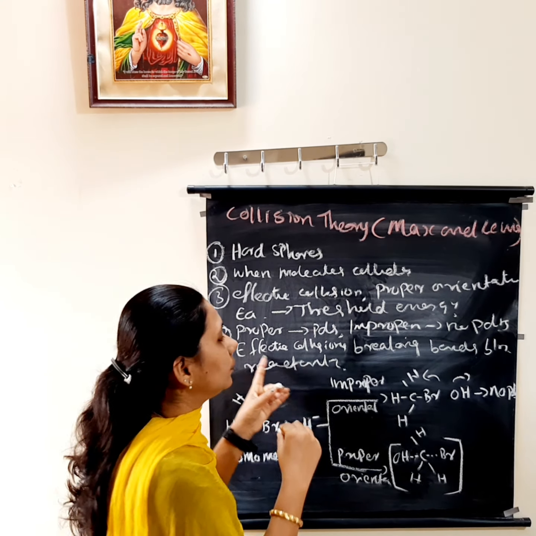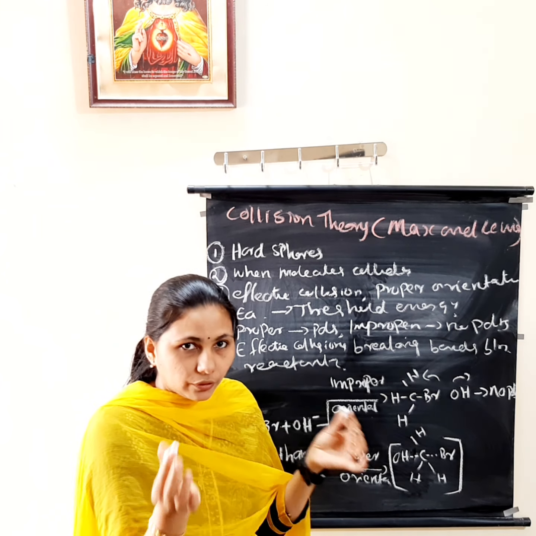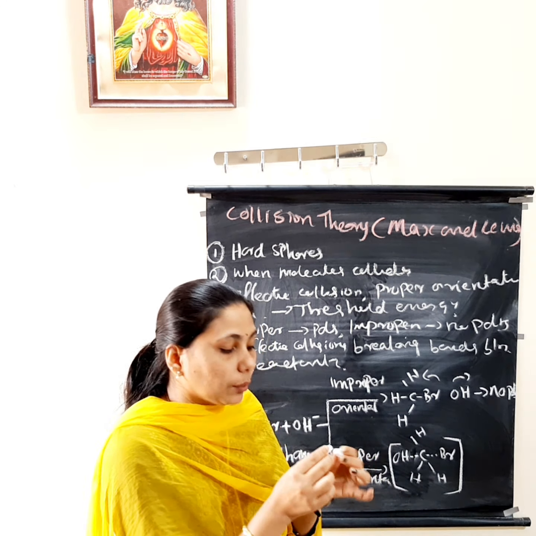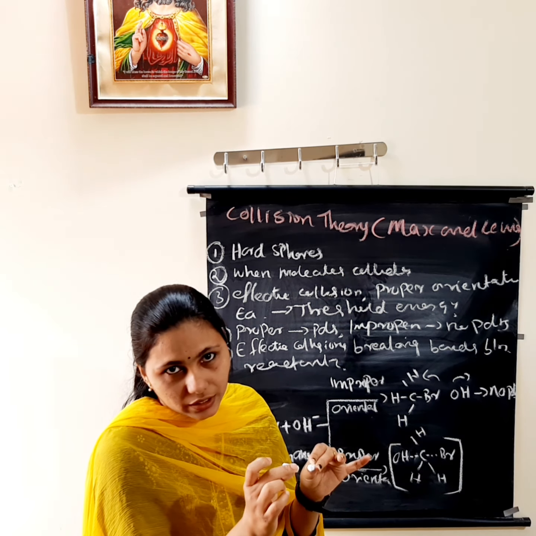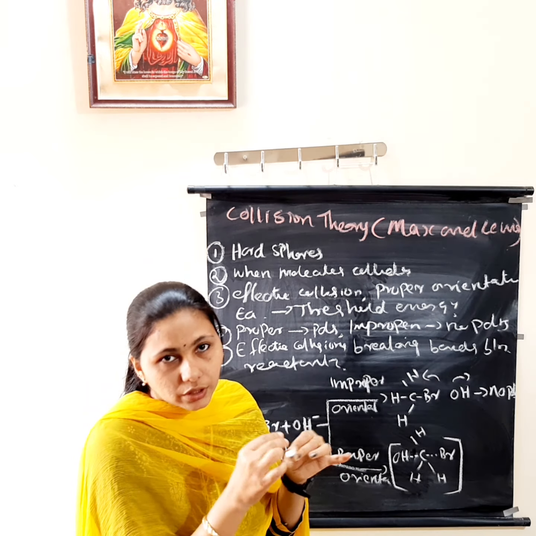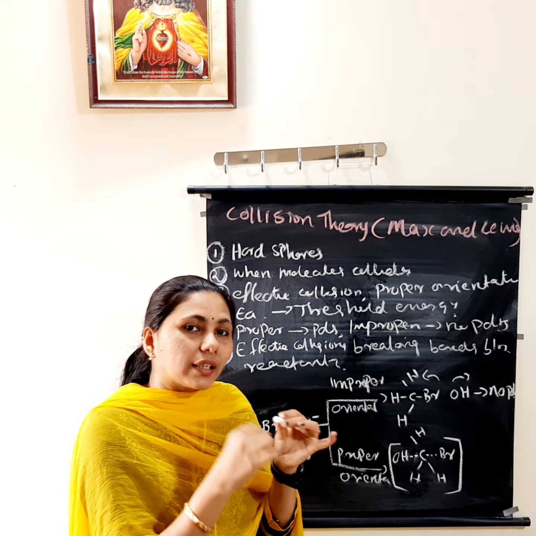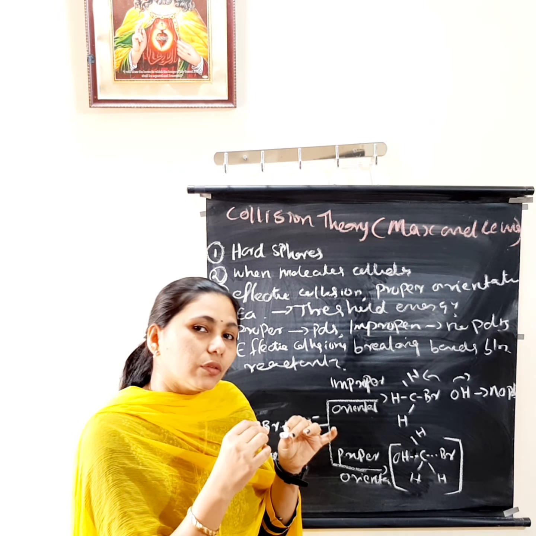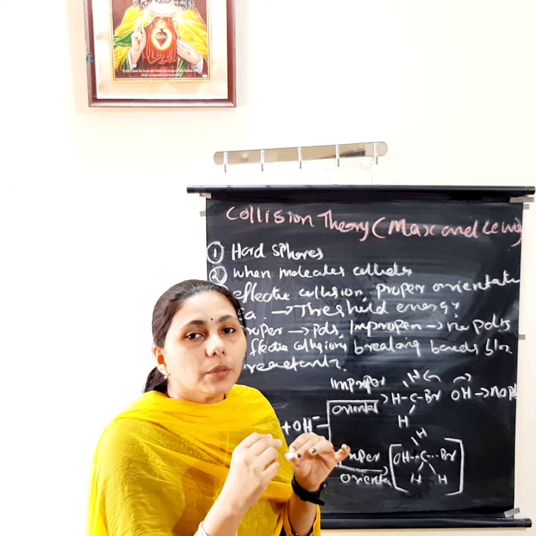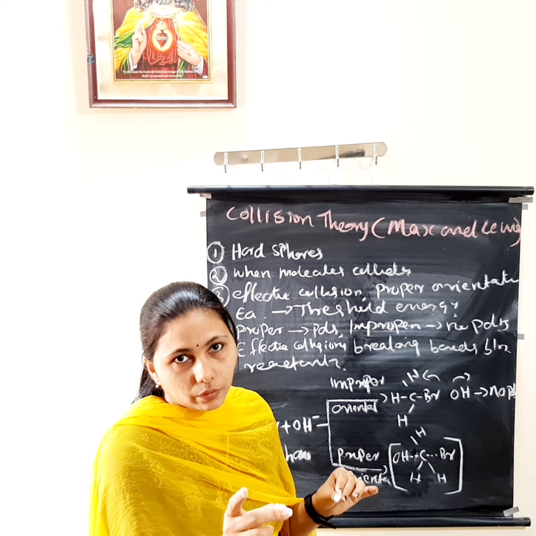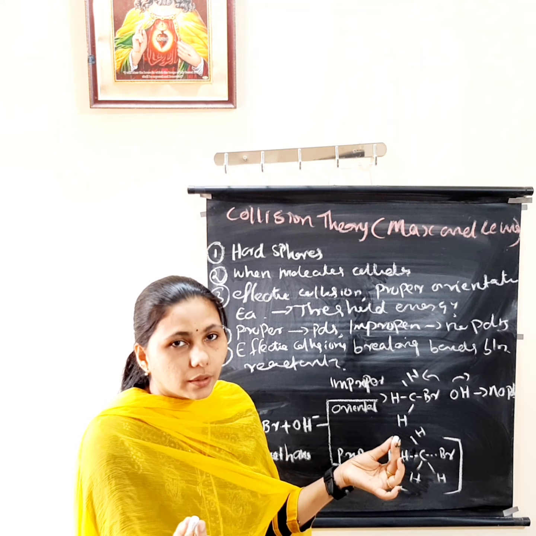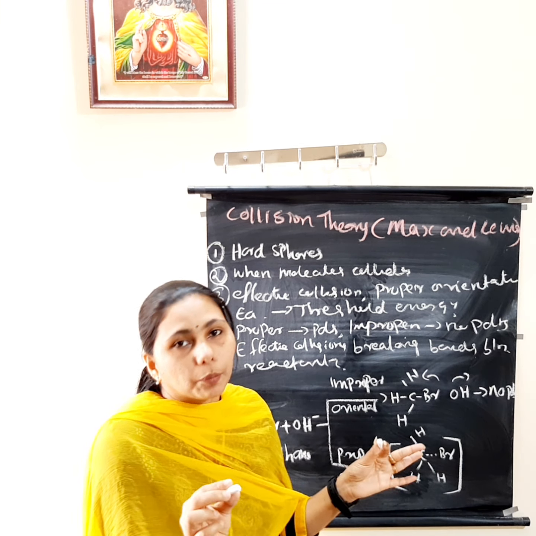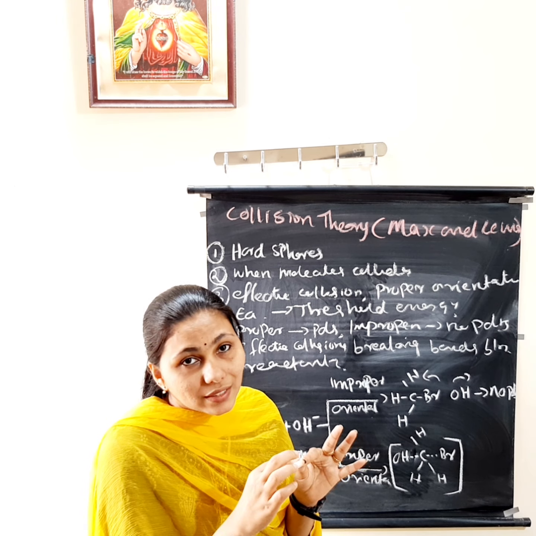Then the effective collision between the molecules leads to breaking the bond between reactants. During effective collision, what will happen? The bond between the reactant molecules breaks, and the bond between the product molecules is formed. So during collision, the bond between the reacting molecules is broken and a bond between the product molecules is formed. So these are the main postulates.